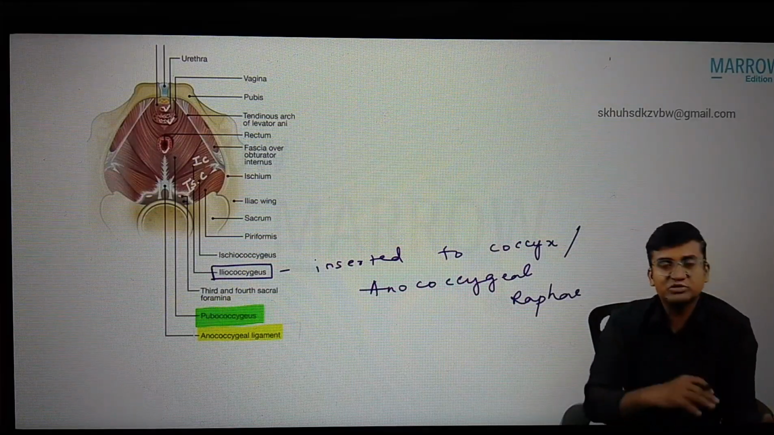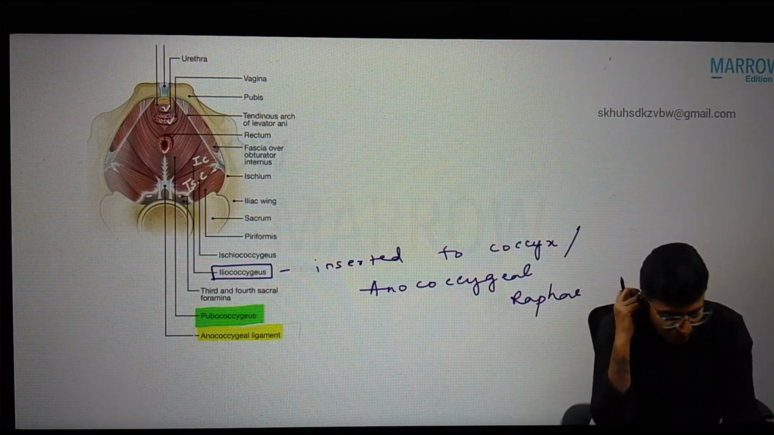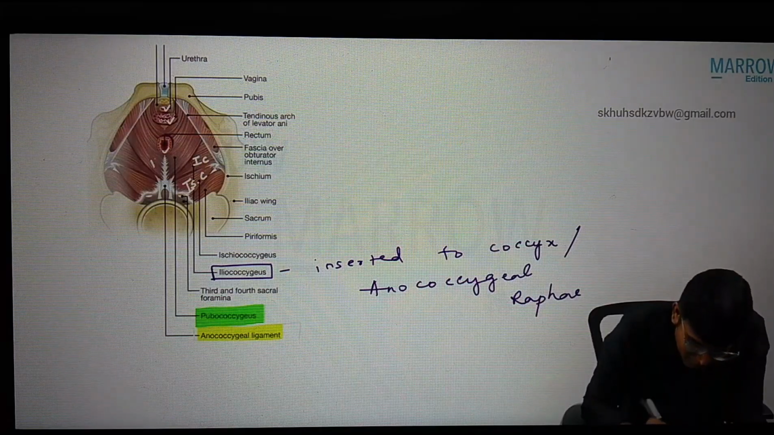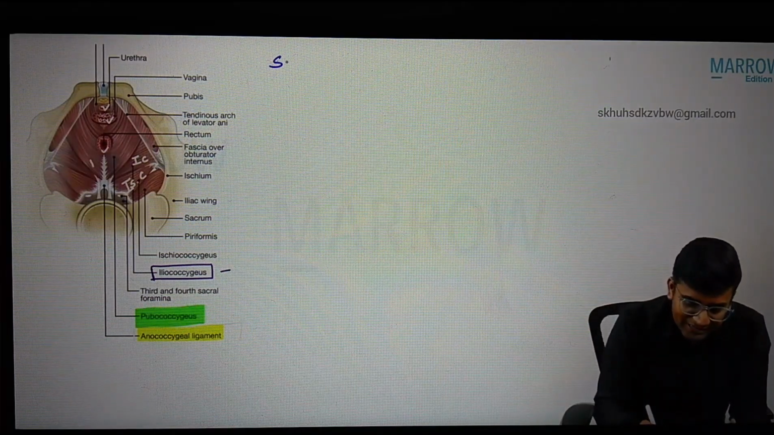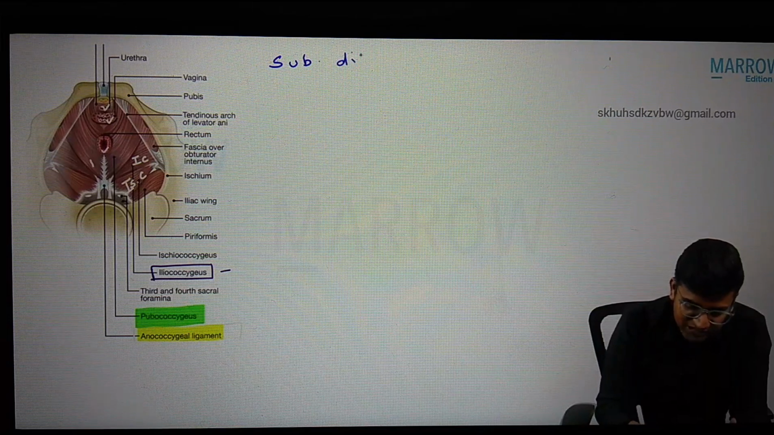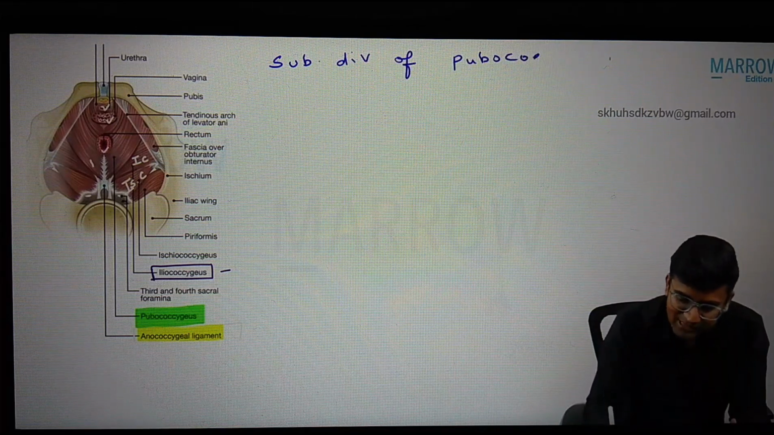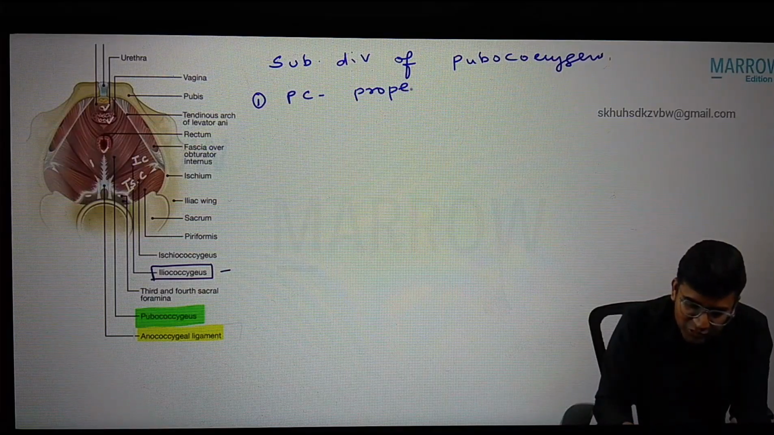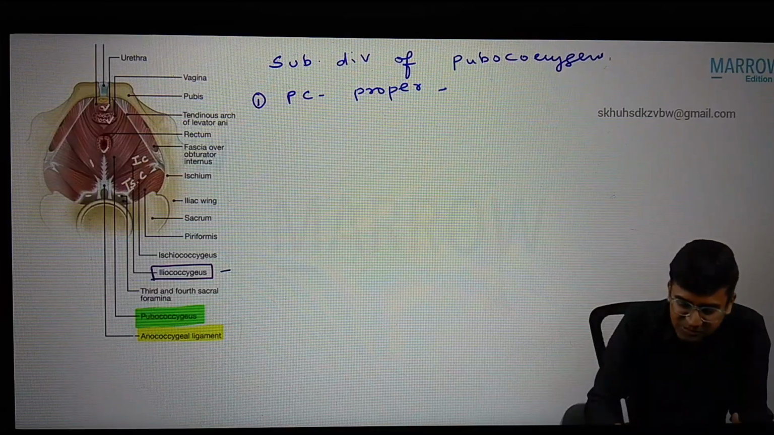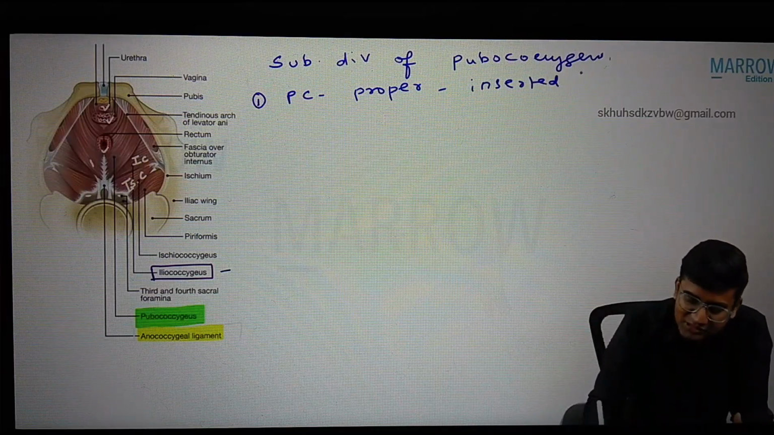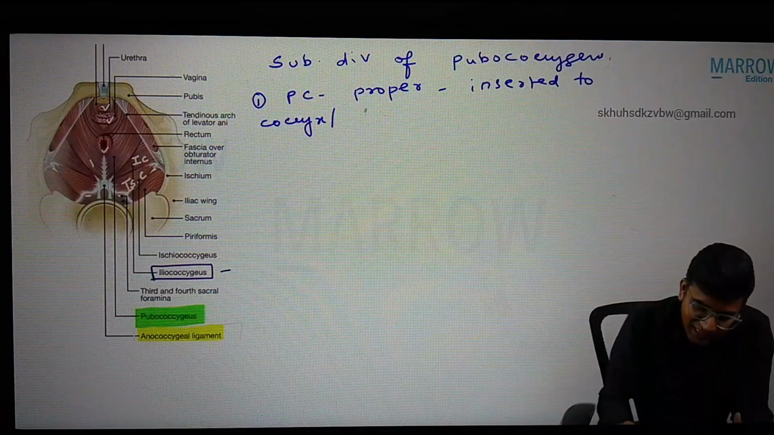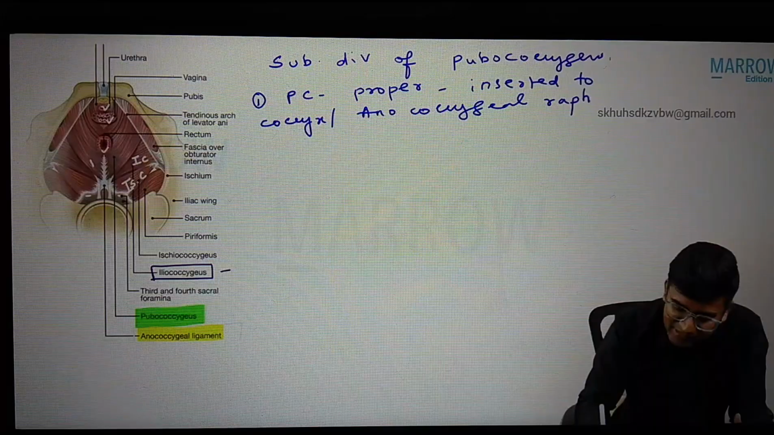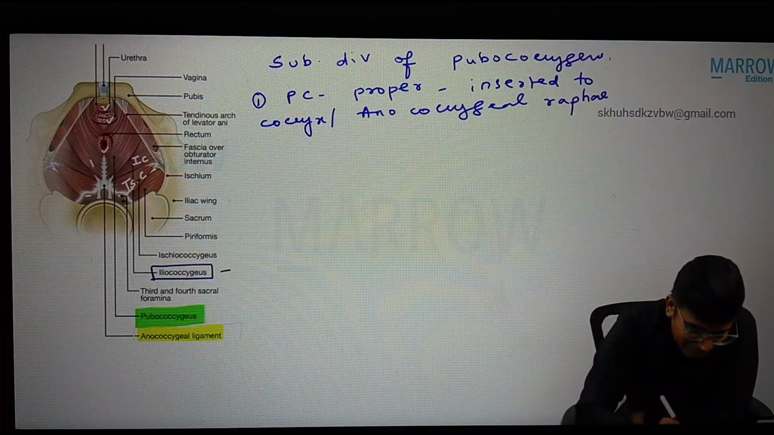Now, in front of the iliococcygeus, we have the pubococcygeus. The pubococcygeus insertion will differ, so we have various subdivisions of the pubococcygeus. Number 1 is the pubococcygeus proper, which is inserted to the coccyx bone and the anococcygeal raphe.